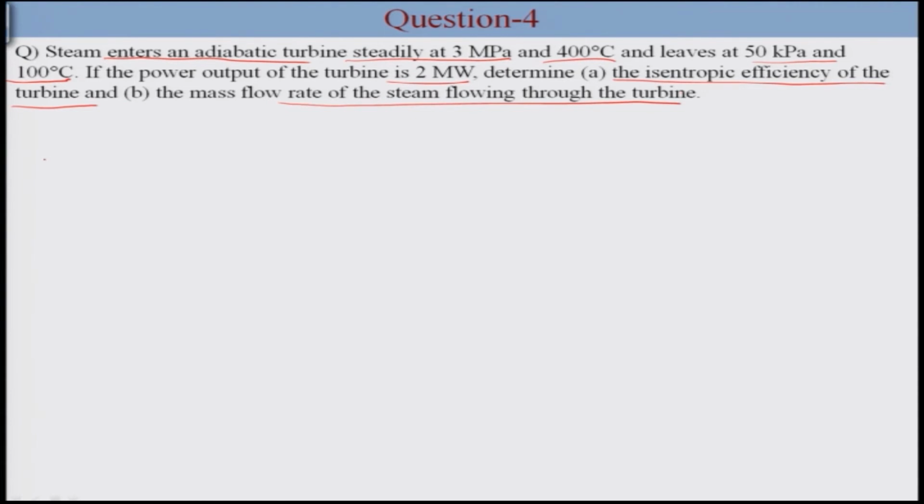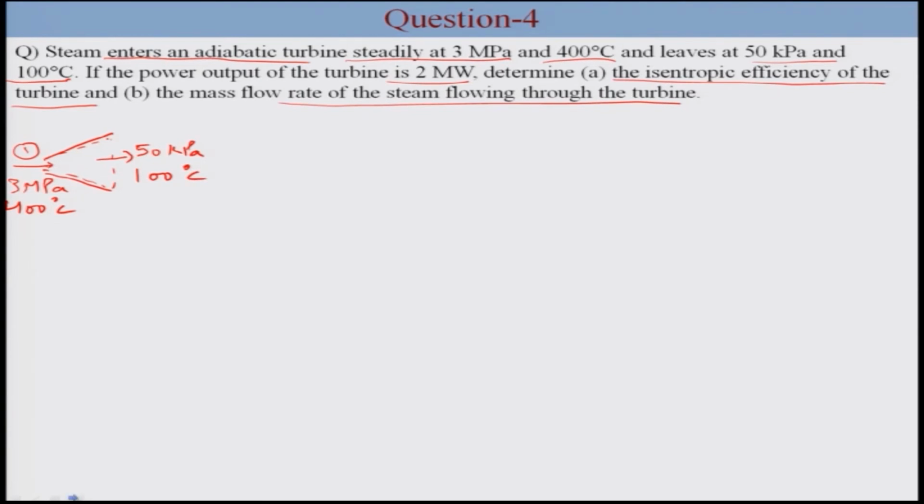So, there is a turbine at point 1, here is at 3 megapascal and 400 degrees Celsius, and then steam is moving out at 50 kilopascal and 100 degrees Celsius.